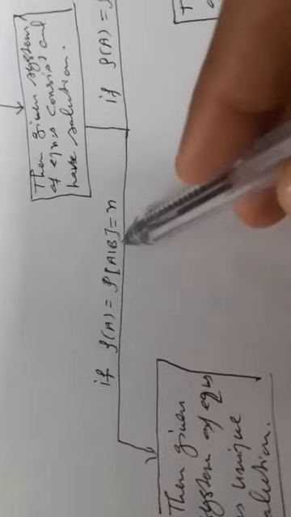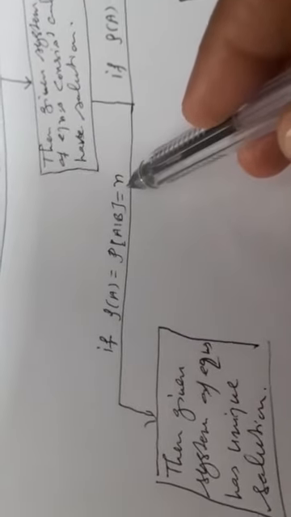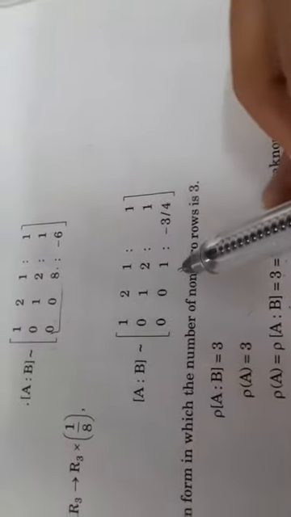If so, this is the case where rank of matrix A is equal to rank of A augmentation B is equal to n, then the given system of equations has unique solution. Now how to find the unique solution?